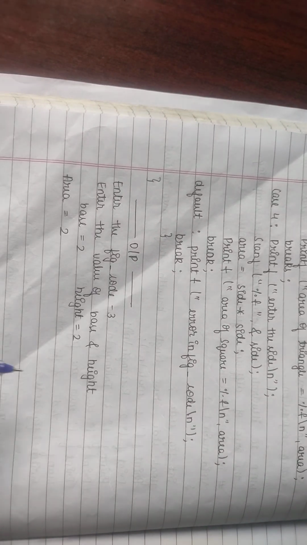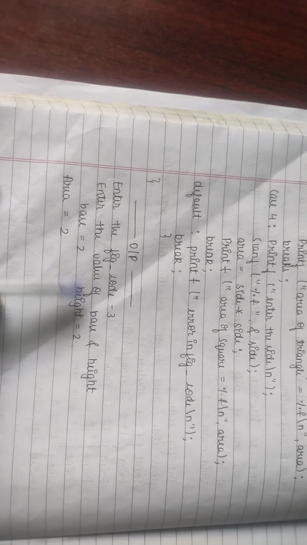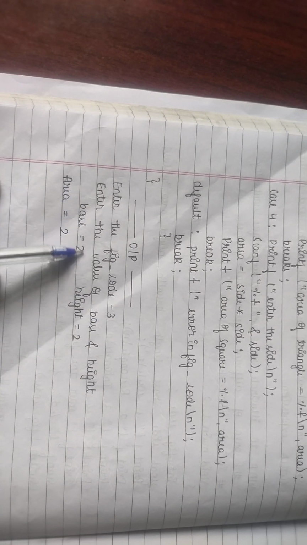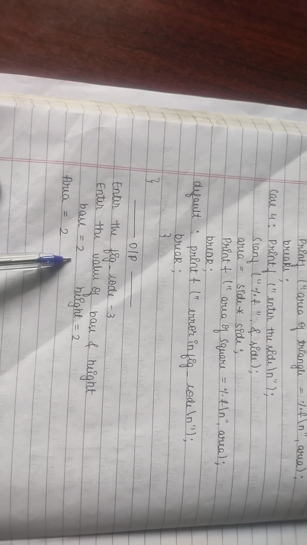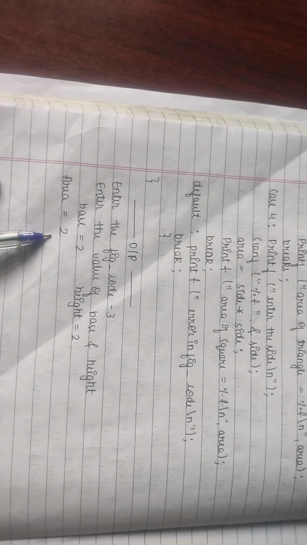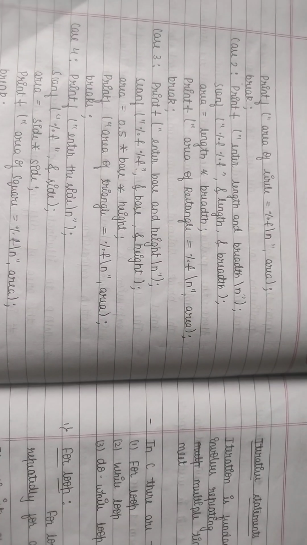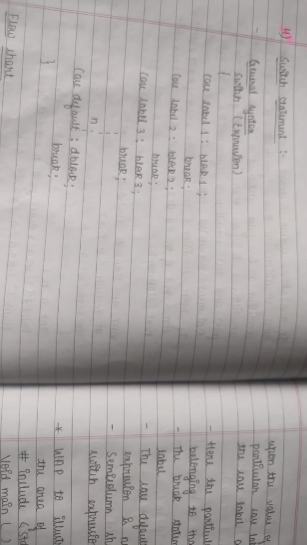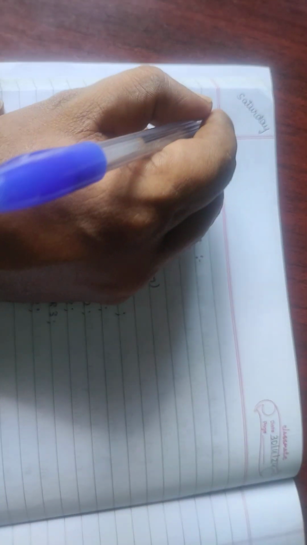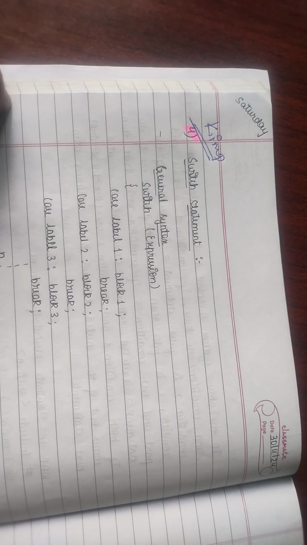After this, enter the figure code 3, then it will ask you to enter the value of base and height. Just enter the value of base and height, then the area is displayed. Like this it executes, that is the switch statement. So if else, nested if and switch are all completed, and this switch statement is very important from the examination point of view. Just make it extremely important.